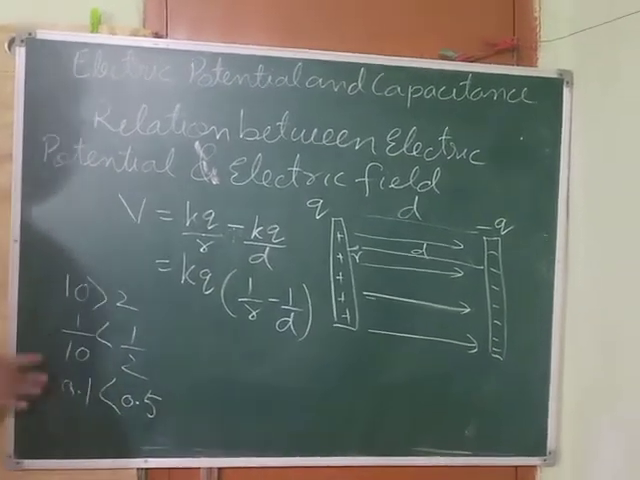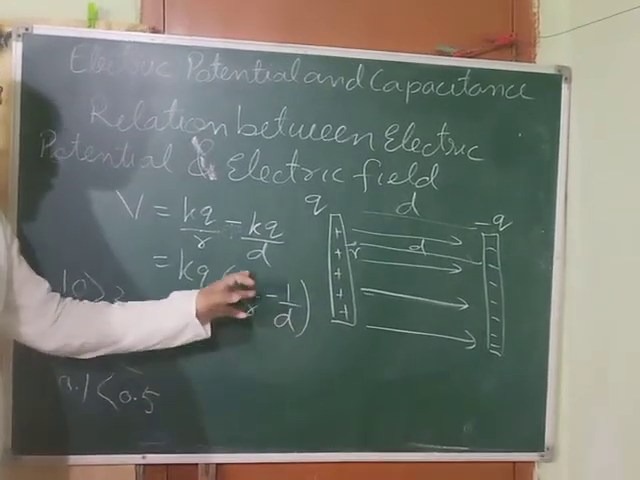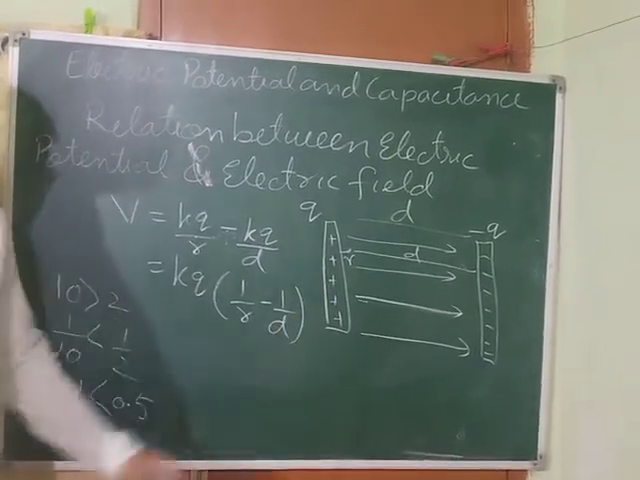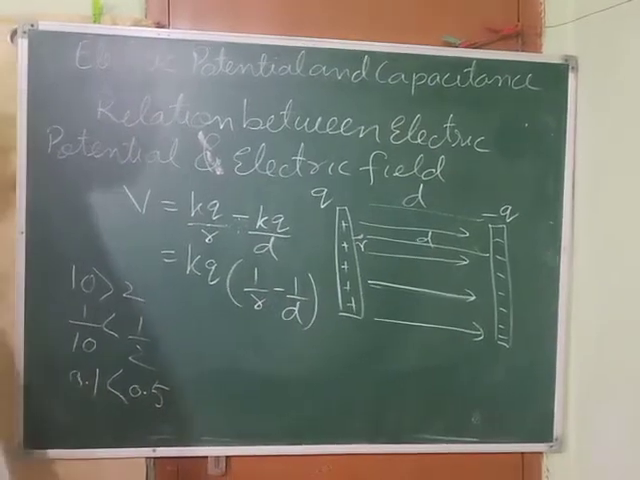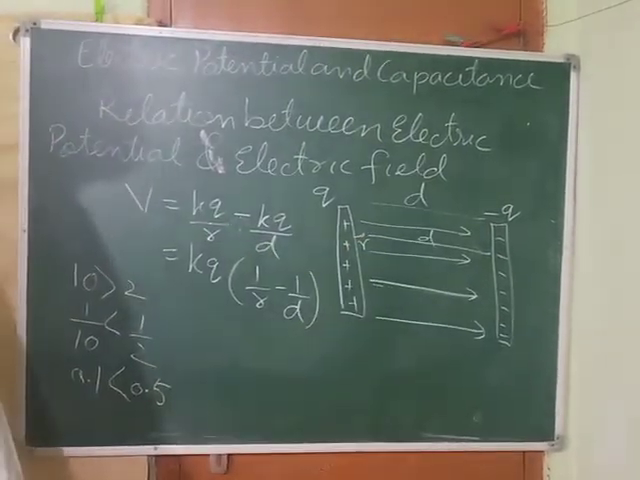In the same way, D is larger than R, but when you take 1 by, then 1 by R is greater than 1 by D. So this is going to become positive. That means the potential near this area of charge is positive.